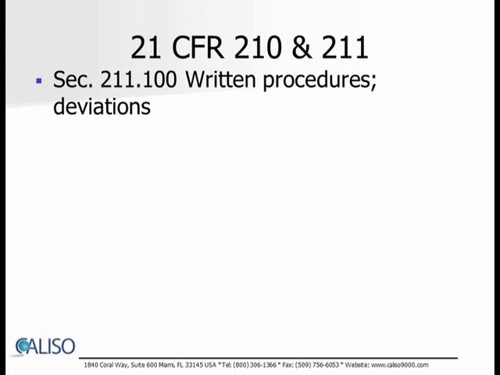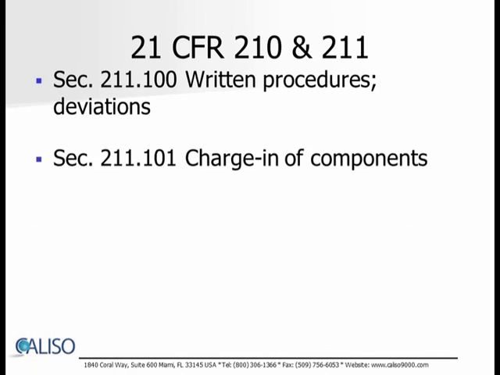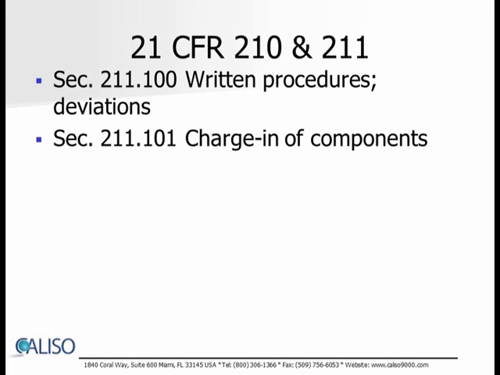Section 211.100 states that there shall be written procedures for deviations, which means you must have a documented, established procedure for how you handle deviations in the manufacturing process. Section 211.101 is another section that states you shall have written procedures which are designed to assure that products are what they state they are.